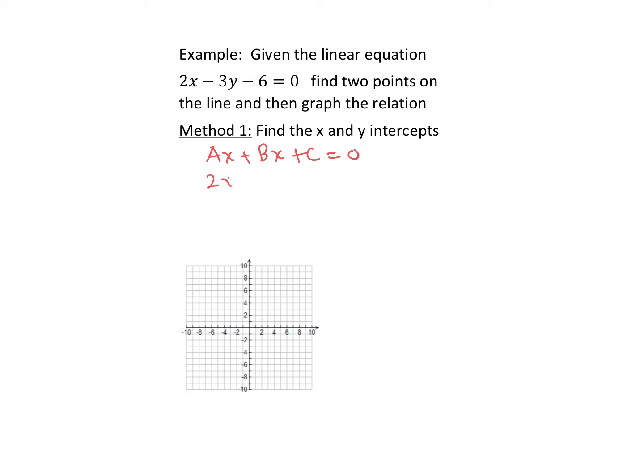So here in standard form it's 2x minus 3y minus 6 equals 0. In standard form, you'll notice that the equation equals 0, so everything's on one side. There are no fractions, so no fraction coefficients. And the coefficient of a is always positive.